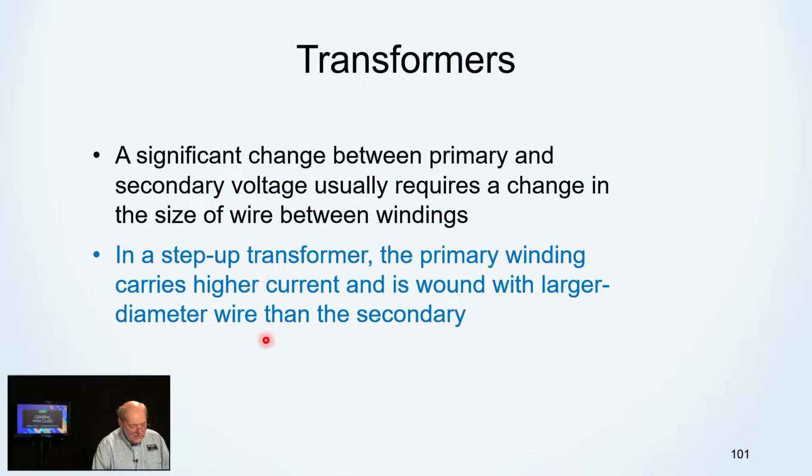So, and here's the pool question. In a step-up transformer, the primary winding carries a higher current and is wound with larger diameter wire than the secondary, which is opposite of the case that I just talked about here. So step up, this small voltage being fed, high voltage coming out, the larger size wire on the primary side.